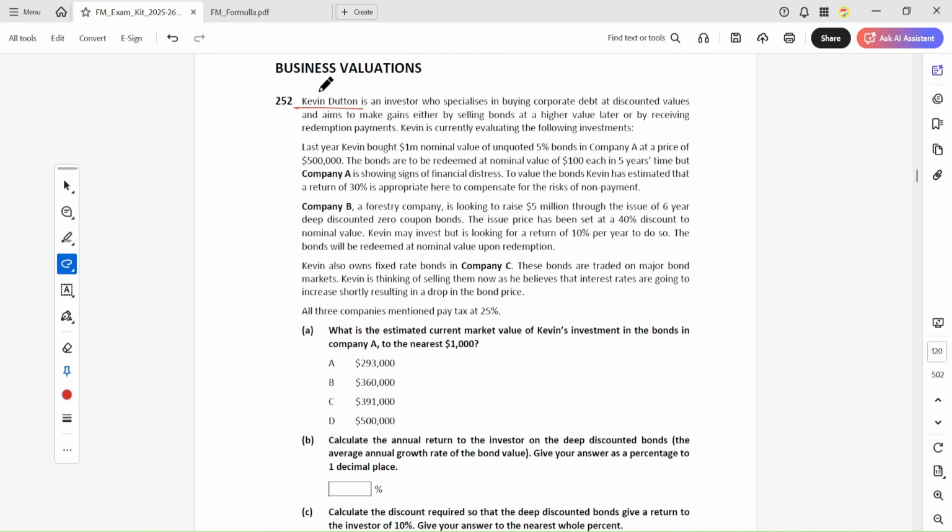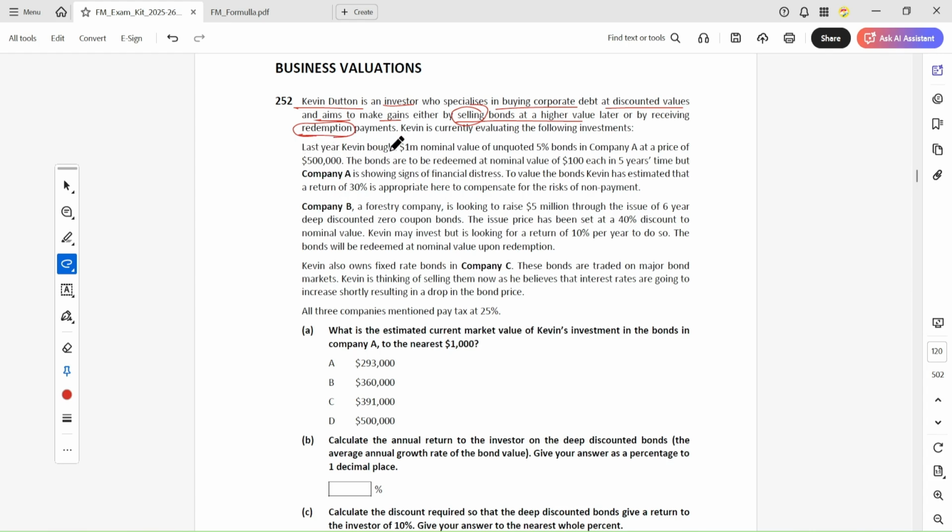Kevin Thorne is an investor who specializes in buying corporate debt. You buy corporate debt at discounted values, and aim to make gains either by selling bonds at a higher value or by receiving the redemption value. Kevin is currently evaluating the following investments, in companies A, B and C.